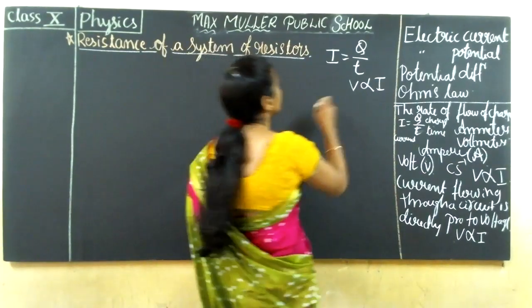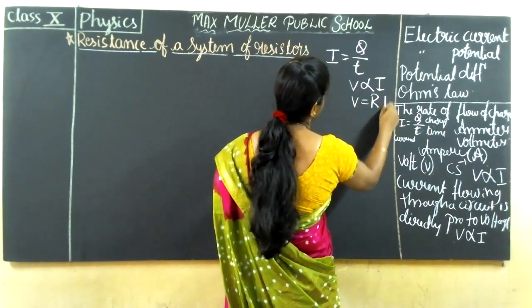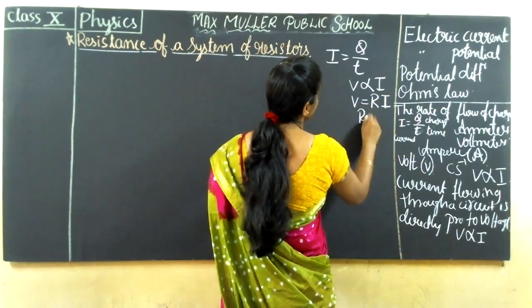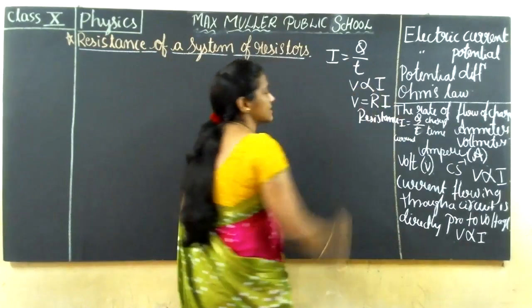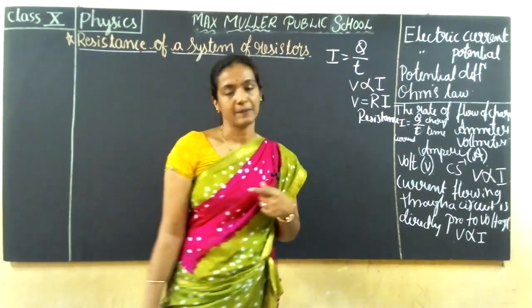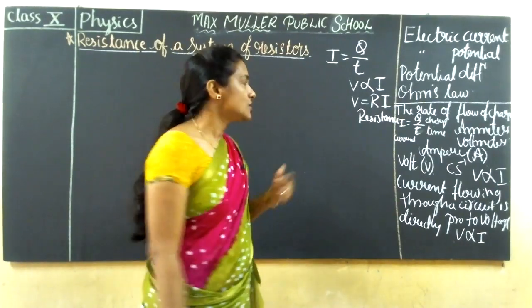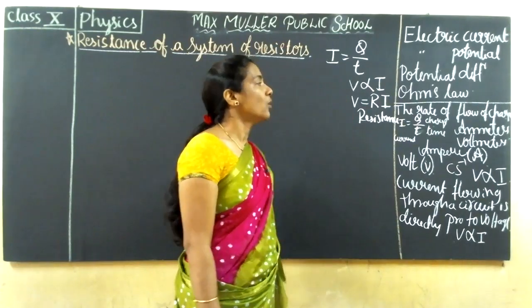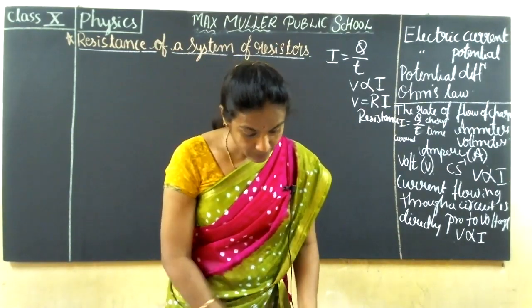To take that constant, I am going to put an R here. R is the constant, and that is resistance. V is equal to RI. V is equal to RI. This is called Ohm's law.